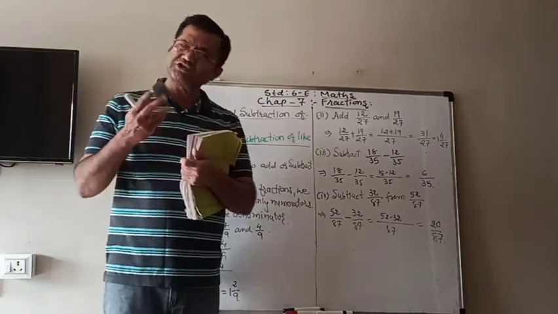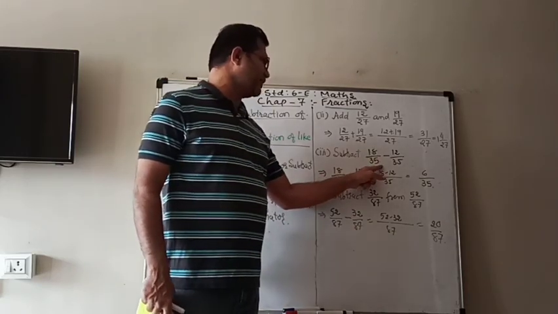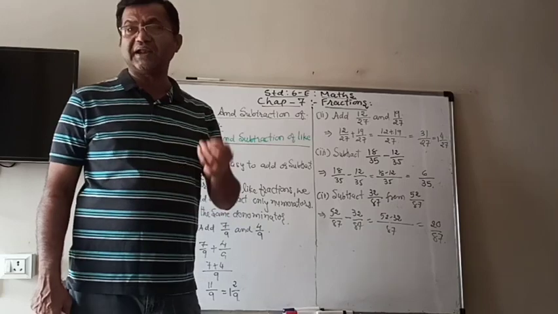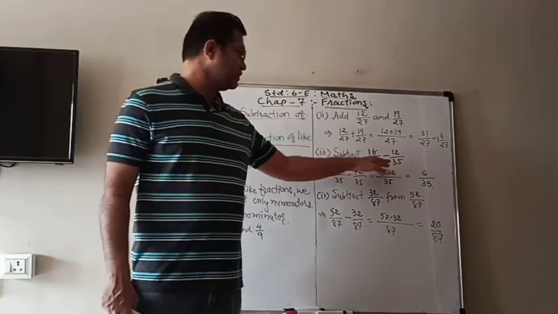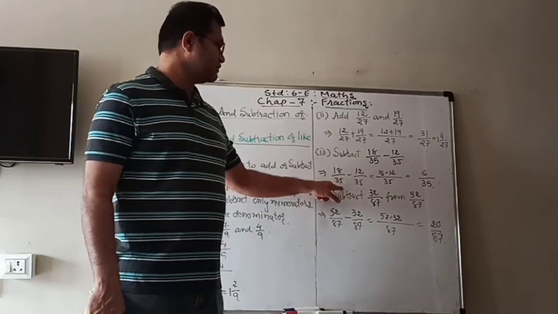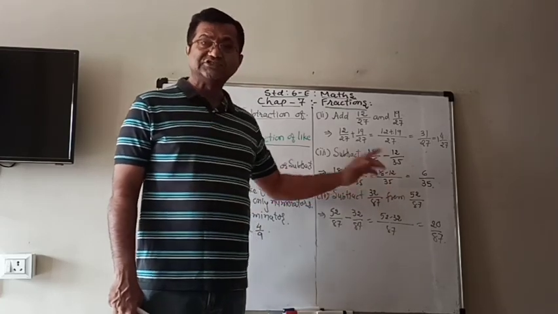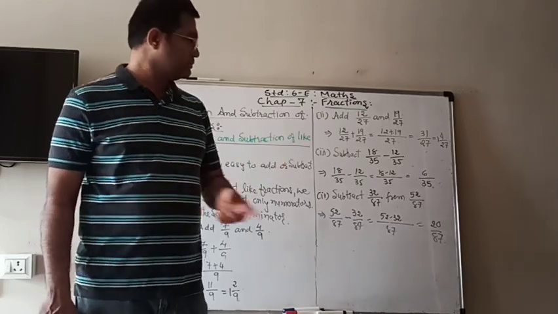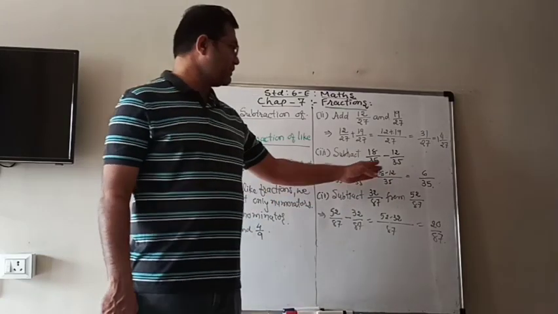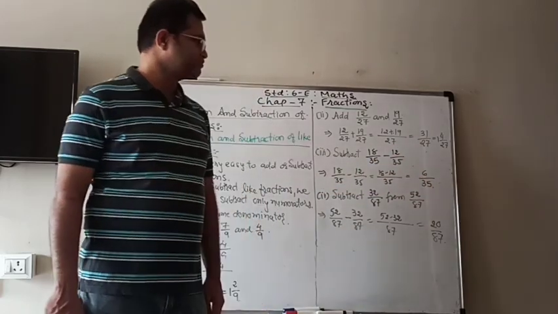Now for the subtraction also we have to do the same thing. So here subtract 18 upon 35 minus 12 upon 35. So here you can see that they are like fractions, having the same denominator 35. So to subtract them also, what we will do? We will keep the same denominator 35, and just numerators will be subtracted. Means 18 minus 12 upon 35. 18 minus 12 is 6. So answer is 6 upon 35.